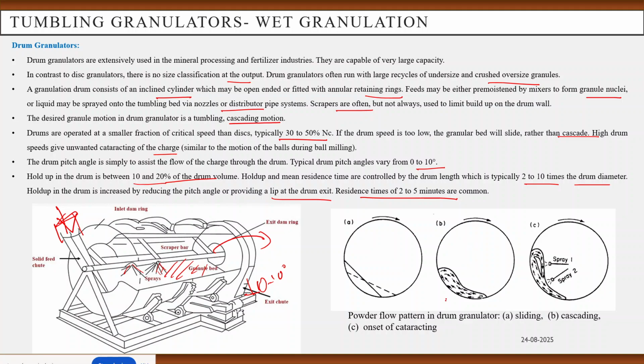Here, these are the motions of the drum granulator flow pattern. This is completely sliding. Here, no agglomeration is taking place. This one is the cascading, wherein one after another it is cascading, just like the ball mill we have discussed a lot about. And this one is the onset of cataracting, here in the presence of the spraying of the liquids.